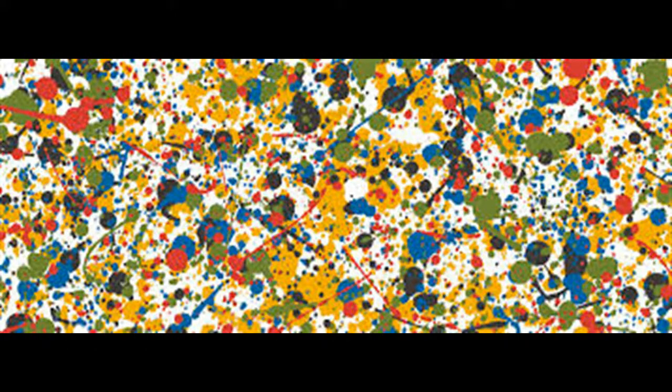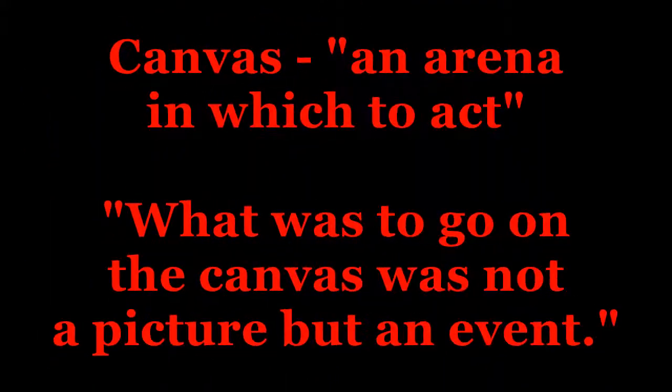According to Harold Rosenberg, the canvas was not an object, but rather an arena in which to act. Rosenberg's critique shifted the emphasis from the object to the struggle of painting itself, with the finished work being only the physical manifestation, a kind of residue of the actual work of art, which was in the process of the painting's creation. He said, what was to go onto the canvas was not a picture, but an event.